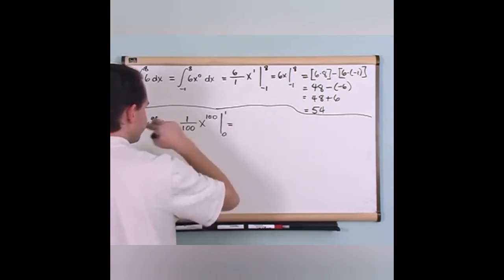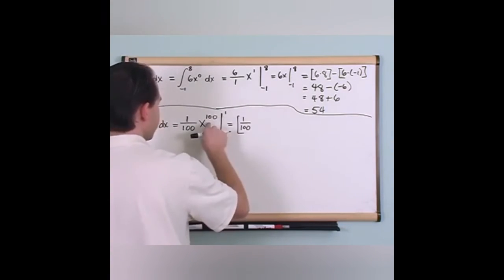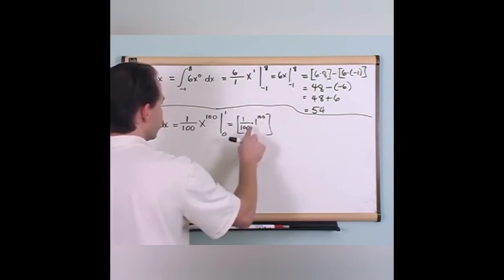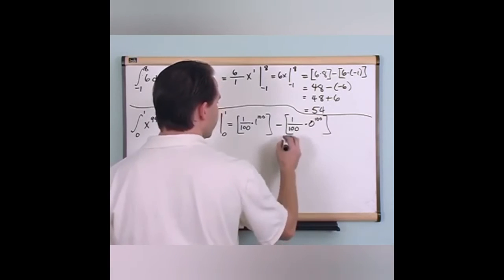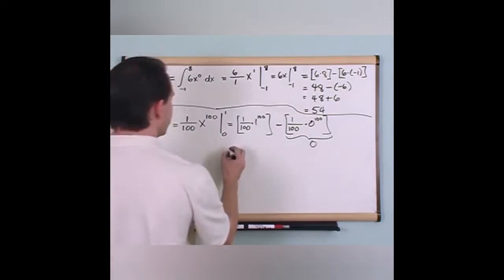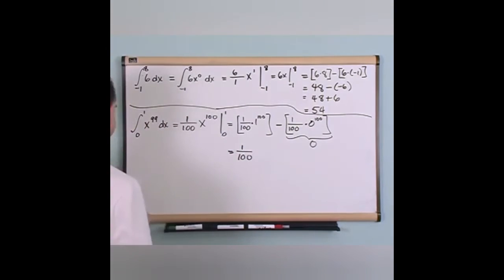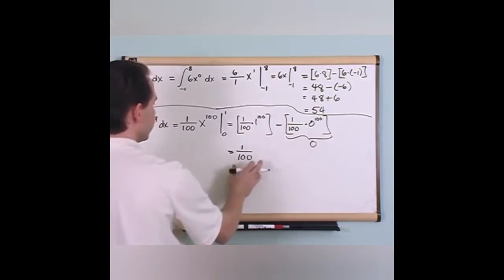So this is going to be 1 over 100 times 1 to the 100th power, which I know is going to be 1 in the end, minus 1 over 100 times 0 to the 100th power. So this whole thing just goes to 0 because 0 to any power is just 0. And so in the end, what you're going to get is 1 over 100, which is the answer. 1 to the 100th power is just 1, this goes to 0, so that's your answer.